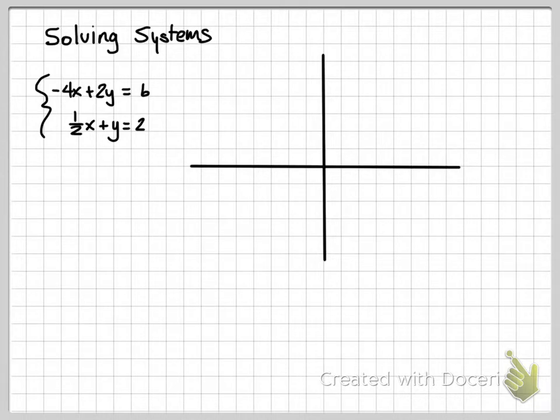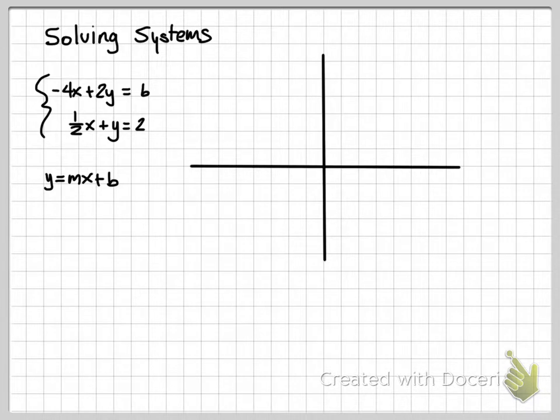Okay, so if you see here, we have two equations. We have negative 4x plus 2y equals 6, and then we have 1/2 x plus y equals 2. Well, these are both linear equations. So let's look at this first one. They're not in the normal form. Normally we want y equals mx plus b, our slope-intercept form, because it makes it super easy to graph. So let's put these into that.